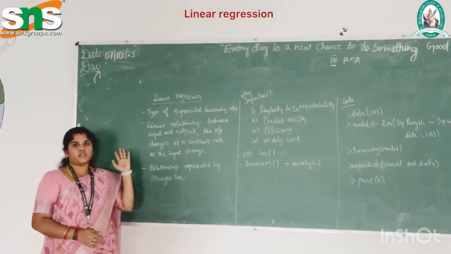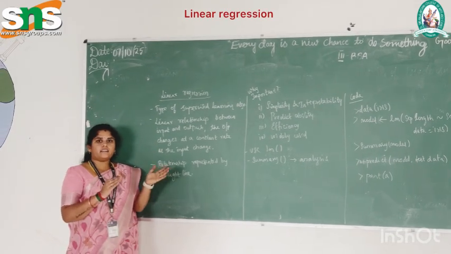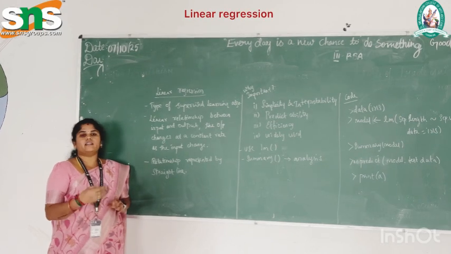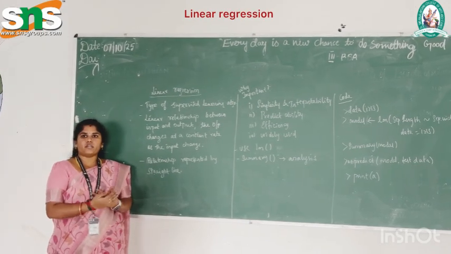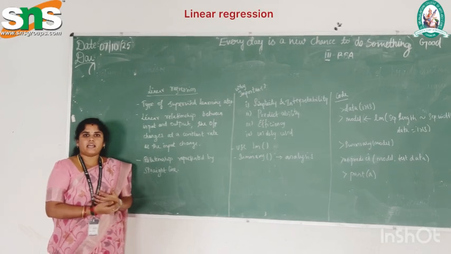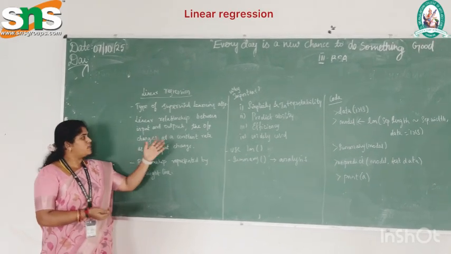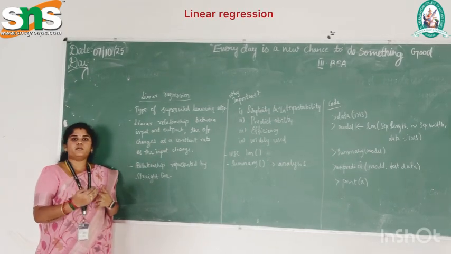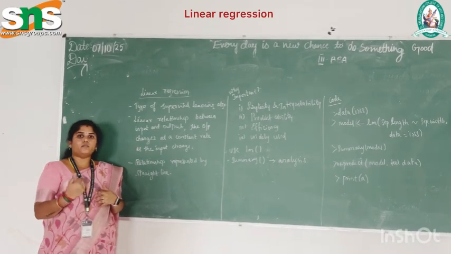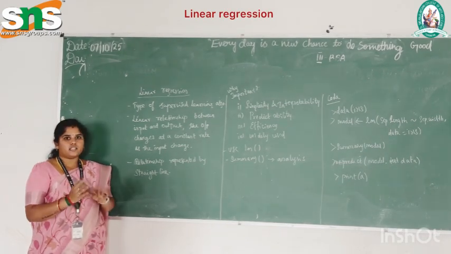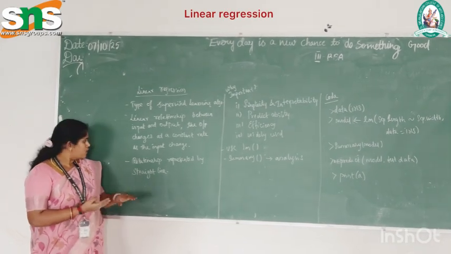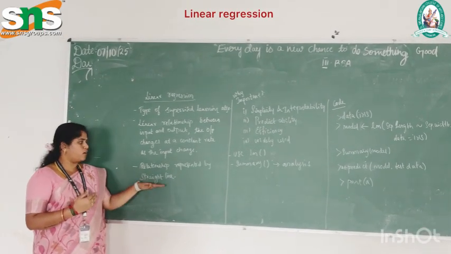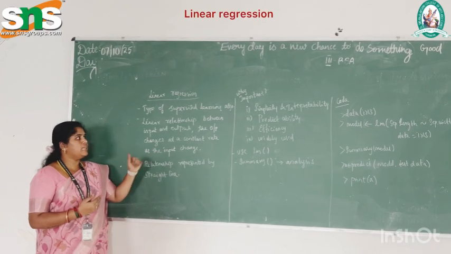So what is it going to predict? It is going to find the relationship between the input and the output data. In other words, it finds the relationship between the dependent and the independent variable. The output changes at a constant rate as the input is changed. That is the relationship between the input and the output. This relationship is represented through a straight line in the linear regression model.